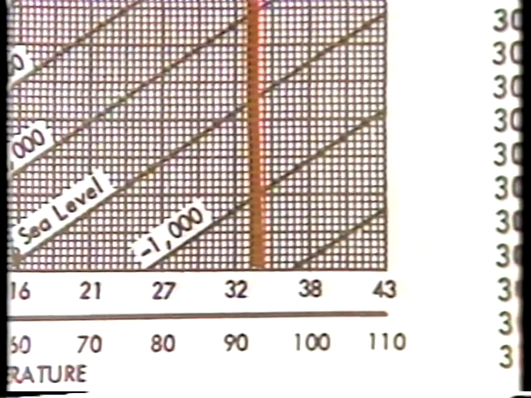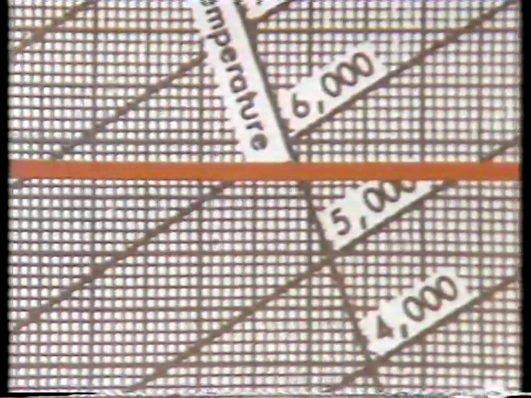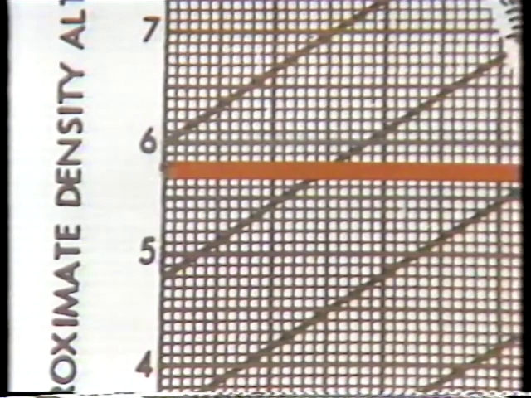Now enter the graph at the temperature value, 93 degrees, and proceed upward to the 3,000-foot slanted pressure altitude reference line. Move directly left from the reference line and read density altitude 5,750 feet. What does a density altitude of 5,750 feet mean to a pilot taking off at an elevation of 3,165 feet? It means that the airplane will perform as if it were at an airport with an elevation of 5,750 feet.